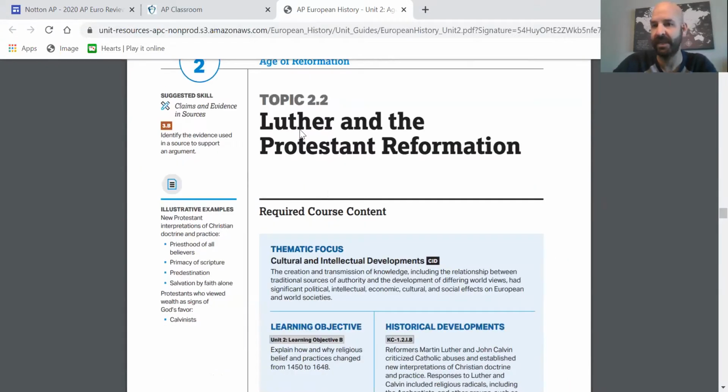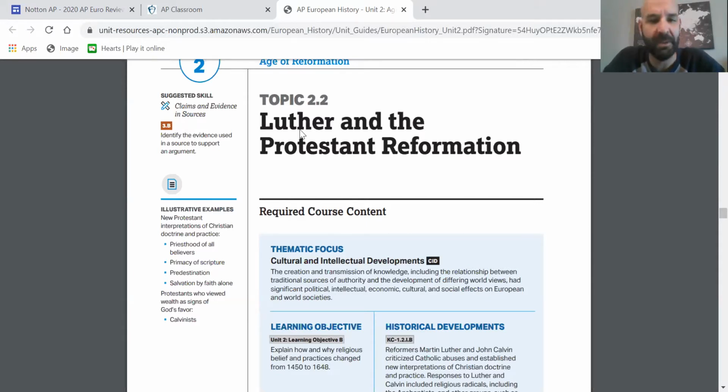So 2.2 looks like this, titled Luther and the Protestant Reformation. Our big focus for these next two topics that we are going to talk about is explain how and why religious belief changed, right? This is going to be the key focus of what we talk about today, how and why religious belief and practices changed between 1450 and 1648.